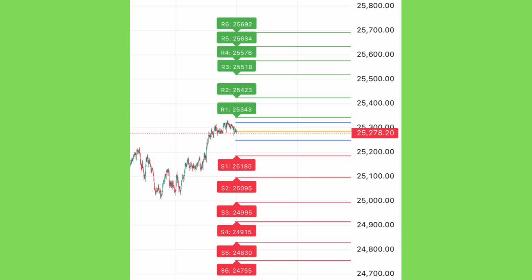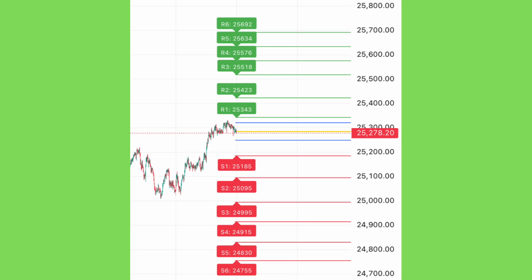So after opening, how to plan our day today, the intraday strategy. If Nifty opens below 25,250 and fails to recover, look for short opportunities toward S1 and S2. If it breaks below 25,095, we could even see 24,995 coming into play. That's nearly 300 points of downside potential. Keep your stop loss tight above 25,343 for all short trades.